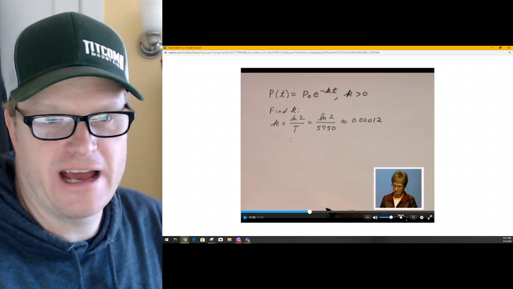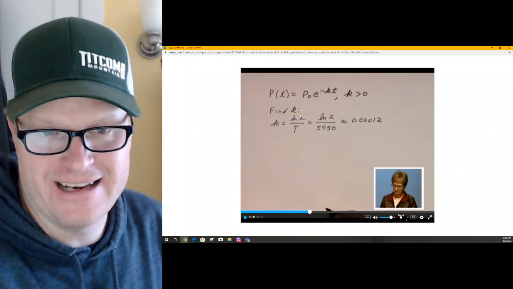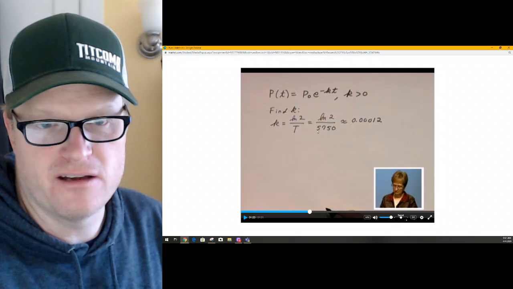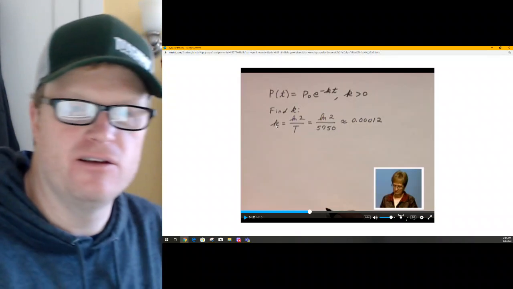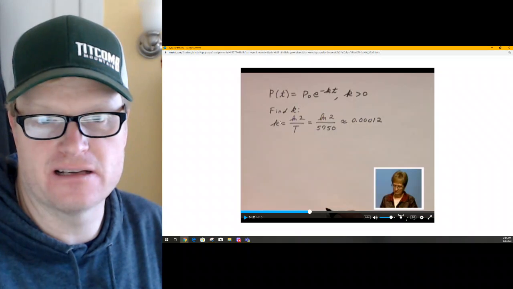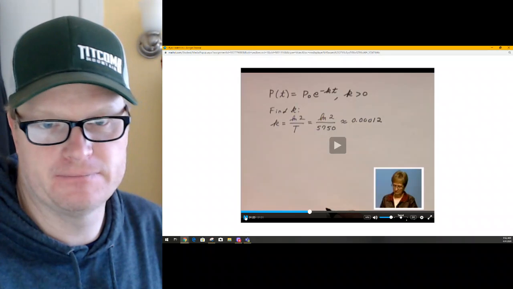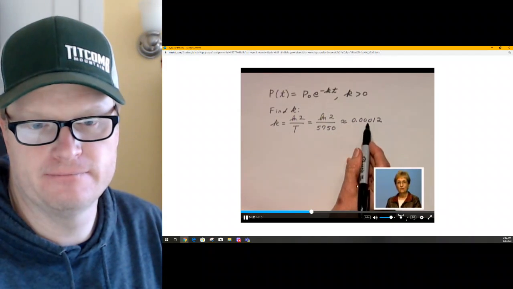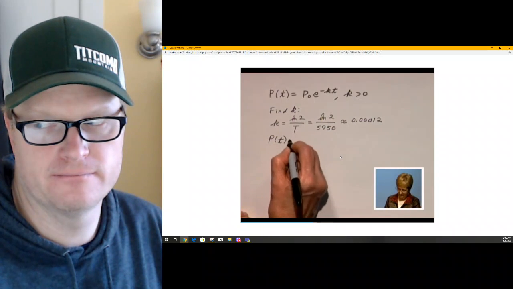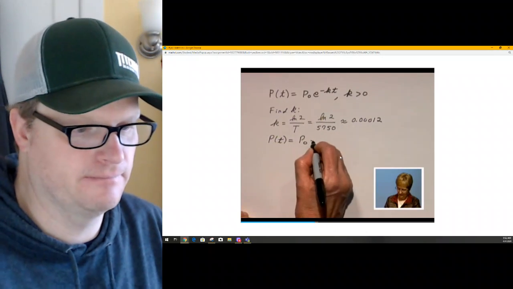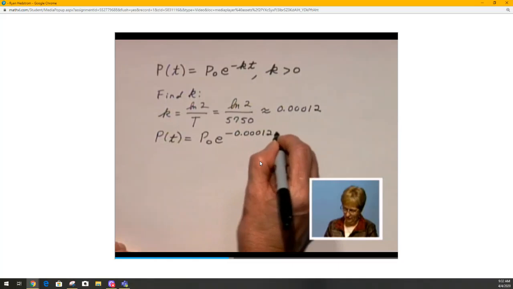When you're finding k from the half-life, and this comes from the doubling formula that we had earlier, you eventually end up with this: if you know the number of years it takes to get half of what you started with, you can calculate k fairly quickly using k equals the natural log of 2 over t. Let's substitute that value for k in our model. So we have P of t equals P sub 0 times e to the negative 0.00012 t.